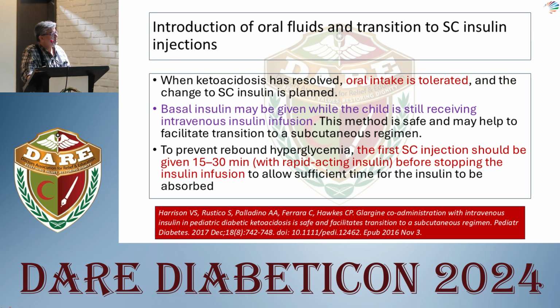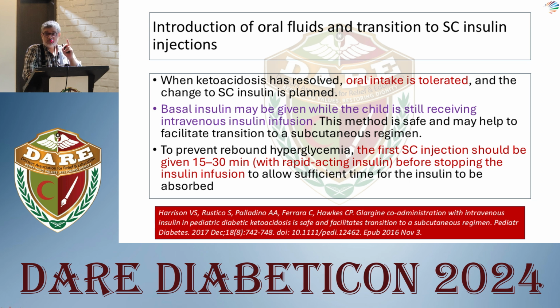Now, when to start oral fluid? As soon as child is awake and able to take oral feeding, even with some acidosis going on, we can start oral feeding, and subcutaneous insulin should be started usually 30 minutes before you plan to stop insulin infusion.